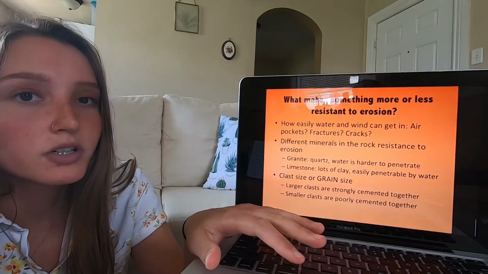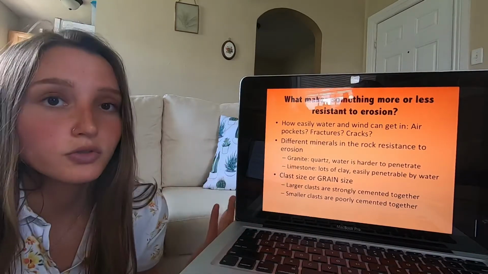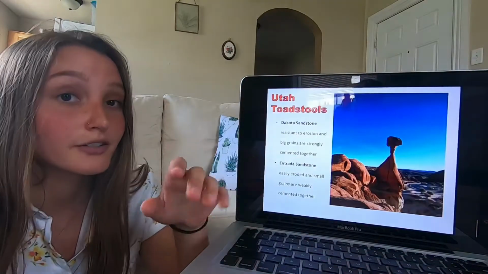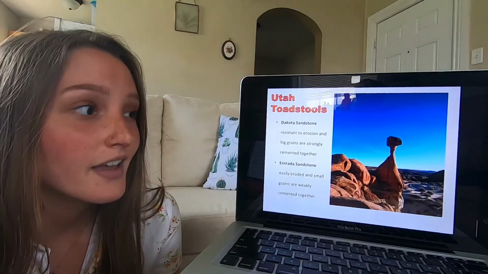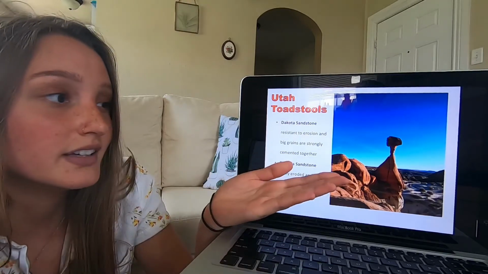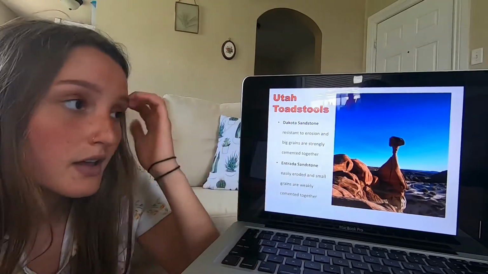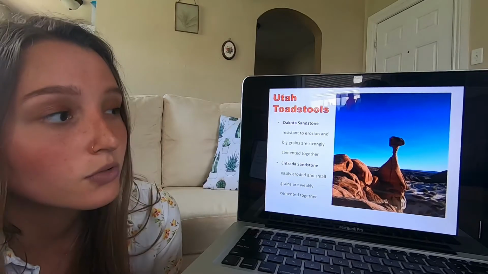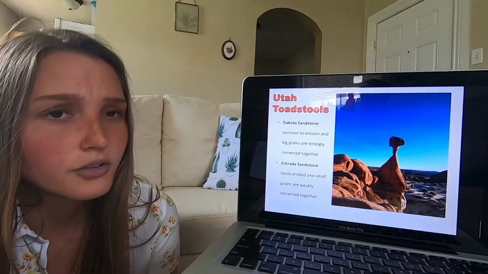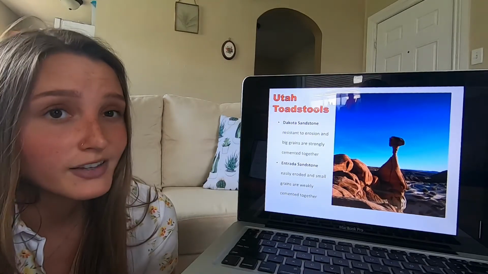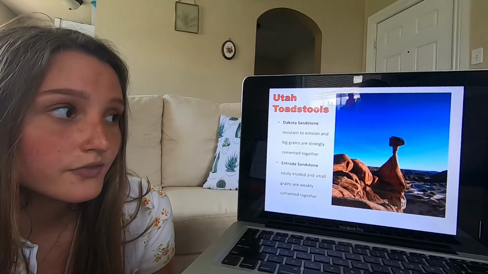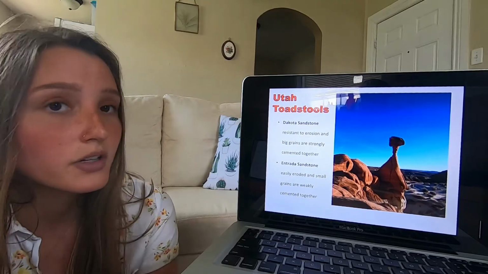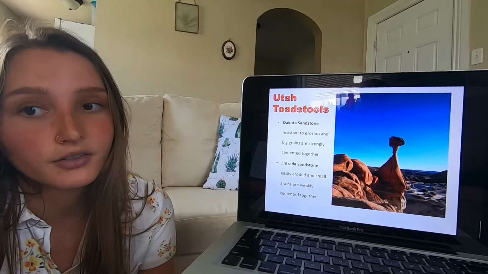And moving on, we're going to talk about toadstools from all over the world, starting right here in our backyard, Utah. And these you can see north of Page, Arizona, and south of Kanab at the Toadstool Trailhead. There are also toadstools in Goblin Valley State Park, but we're just going to focus on these ones. And they are a combination of Dakota sandstone and Entrada sandstone.